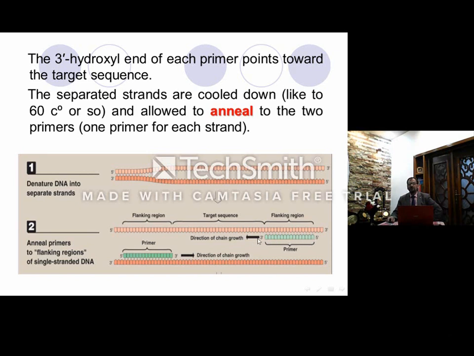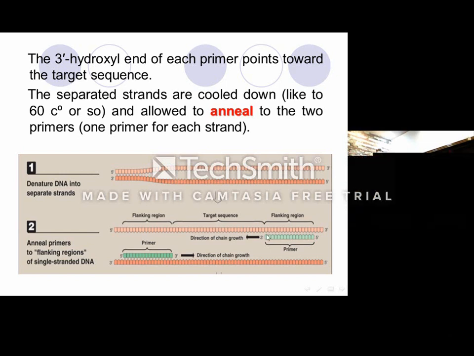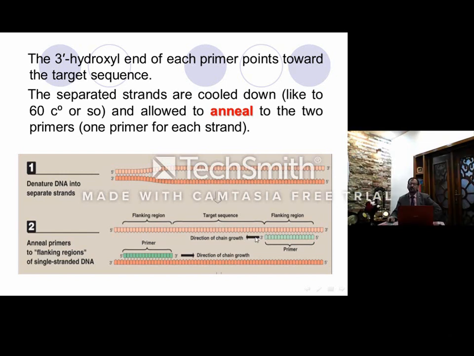Now, because the primer is a piece of DNA, it has a 5' and 3' end. Always the 3' end is facing the target area. As you can see, the direction of the arrow illustrates that this 3' end of the primer is facing the target. Also for the other primer on the next strand, the arrow is going from the 3' end towards the target region. And as I said, annealing means attachment.